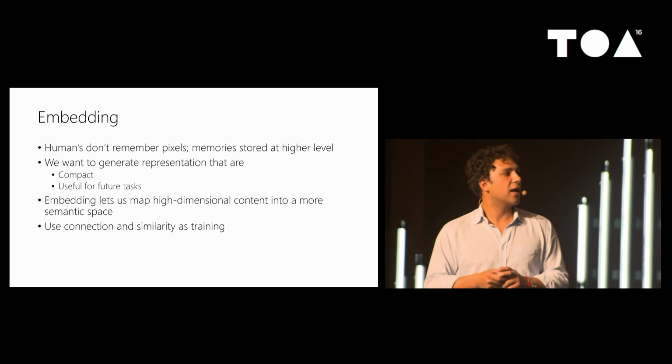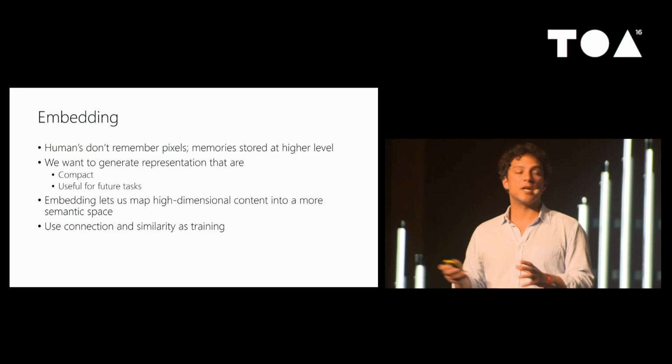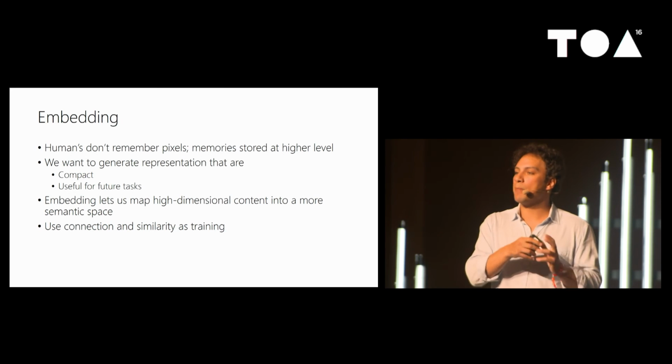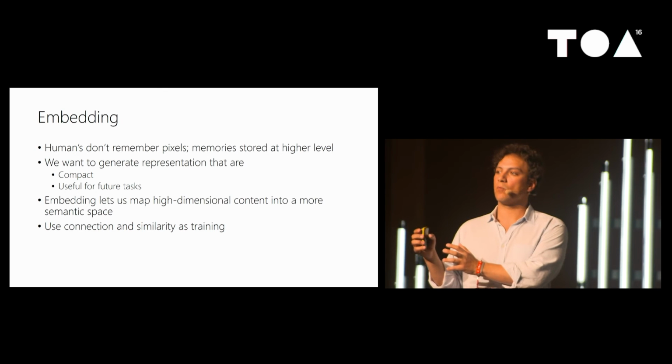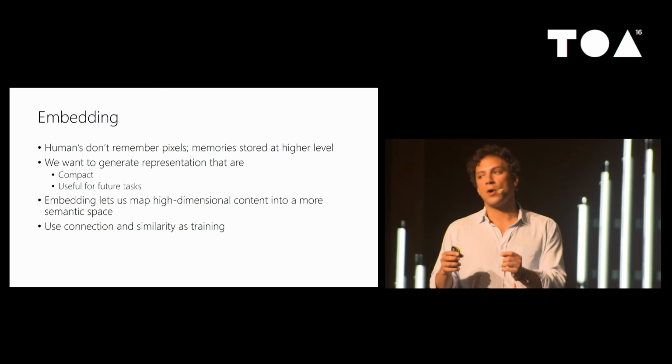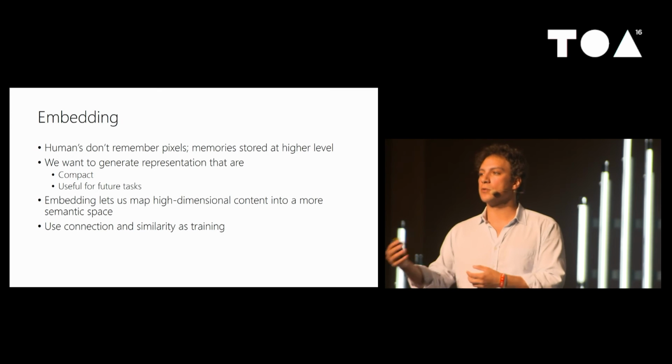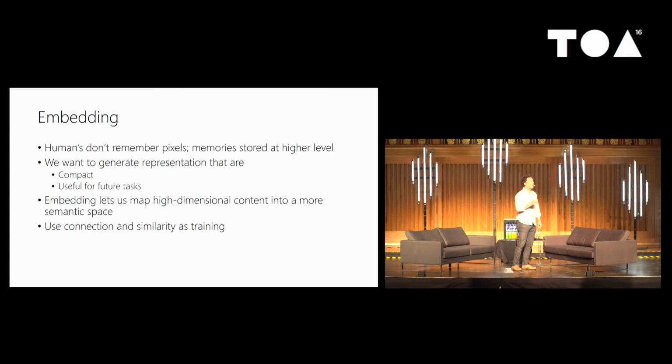It lets us take high-dimensional stuff, like a photo of this entire room, and create a mapping where we move that into a different space that is smaller, but also has a bunch of useful structure in it that we can use to make decisions. We can do that because we can use connection and similarity. We have enough data to tell us which things are similar and which things are separate, so we can use that as training for our model. So it's very abstract, hard to understand.